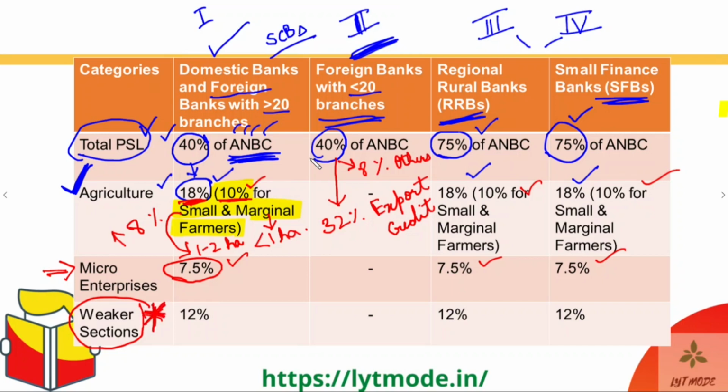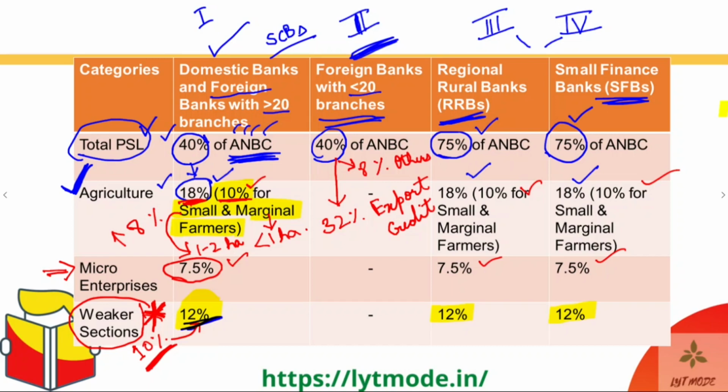Okay, so I'll give you the numbers over here. Earlier it was 10% of the ANBC that was given to the weaker sections. Now this has been increased to 12%, and that is why it becomes extremely important. So now there is a 2% increase for small and marginal farmers, and there is a 2% rise for these weaker sections as well, and that's been done for all categories, categories 1, 2, 3 and 4.